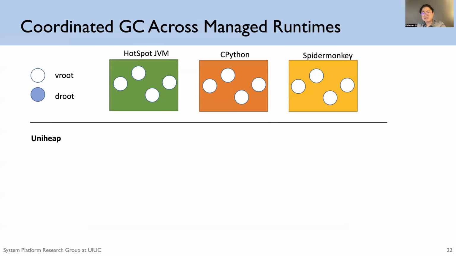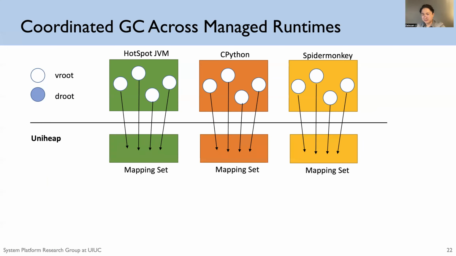Because each runtime has its own GC, we also need to coordinate GC across many runtimes. In this case, we need to make sure that an object is really dead in all the runtimes before reclaiming it. UniHeap achieves this property by tracking the object references and reachability from runtimes. We call this reference a vroot, corresponding to the durable roots, as we discussed previously. UniHeap maintains a mapping set for each runtime to store their vroots.